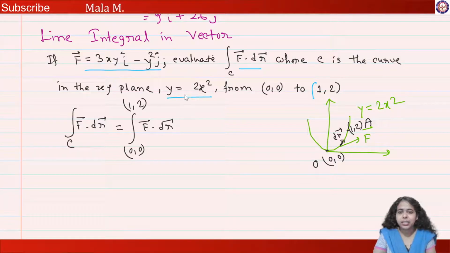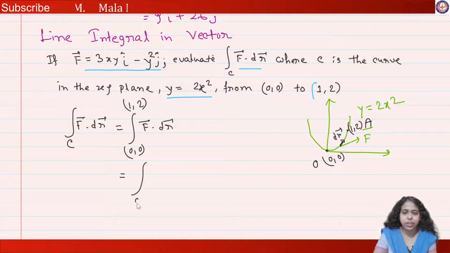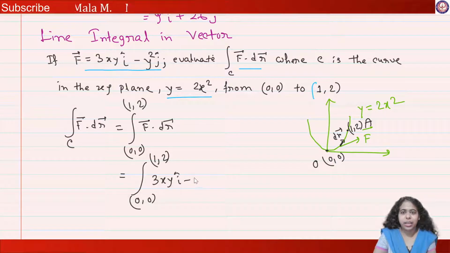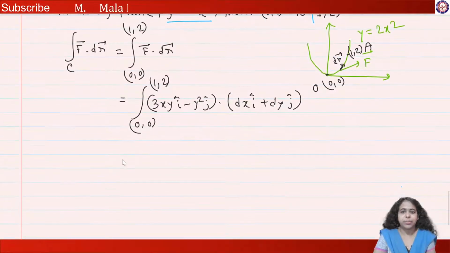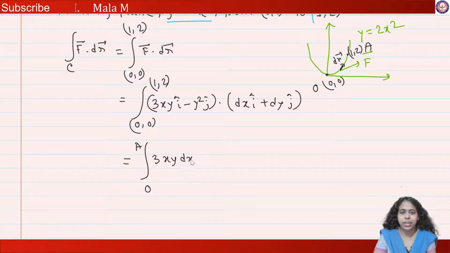F dot dr. Since it is given that y equals 2x square, it will be easy for us to change either x to y or y to x. So first I will put 3xy i cap minus y square z cap dot, since dr means dx i cap plus dy j cap. So what it becomes? The integral of 3xy dx minus y square dy.